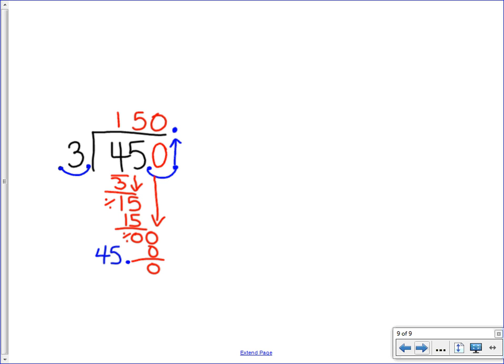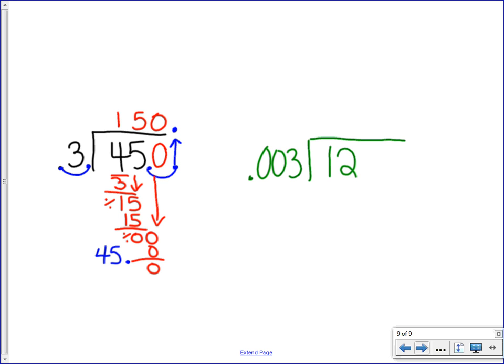Okay, so let's have you try one. They look a little different, but try it and see what you do. You're going to take 12 and divide it by 300. I'm sorry, not 300s, 3,000s. Pause the video, try it on your own, and see how you do.